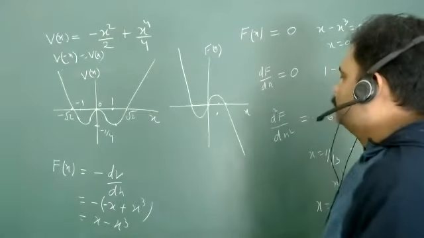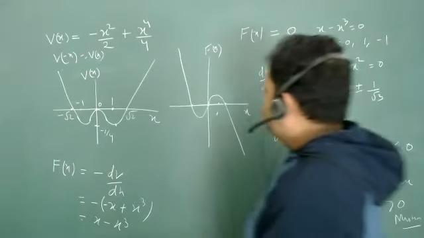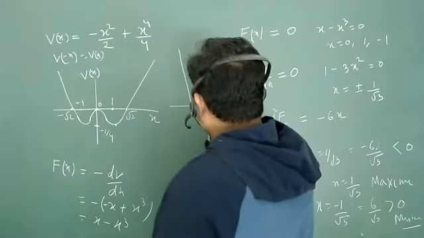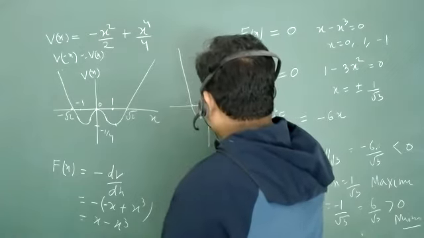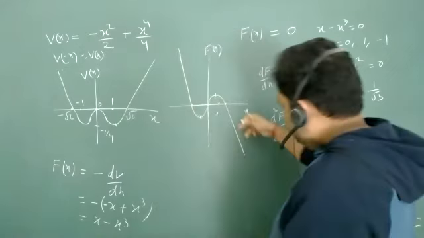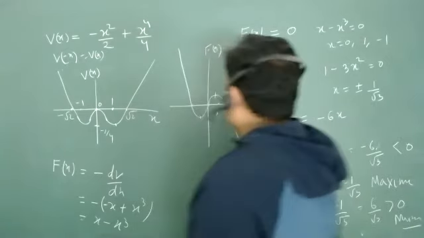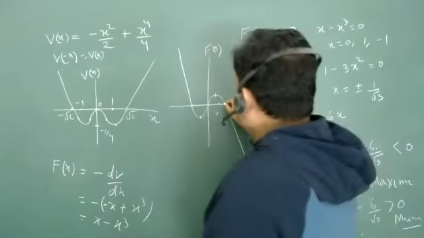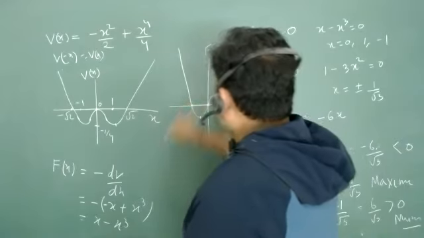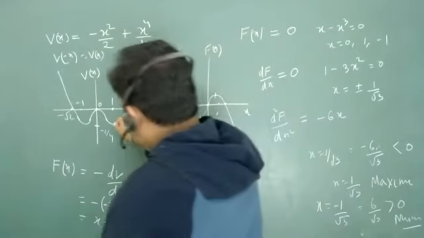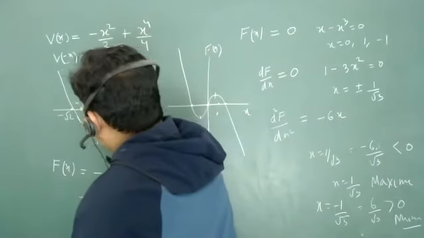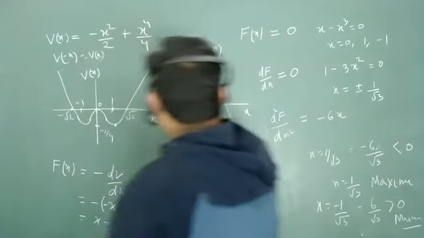Okay. This is your force diagram. So now you can see in this region, your force is increasing. After that, your force is continuously decreasing. And in this region, your force is again increasing. Okay. And at these 3 points, your force is 0. And this is equivalent to this point, this point, this point, and this point.